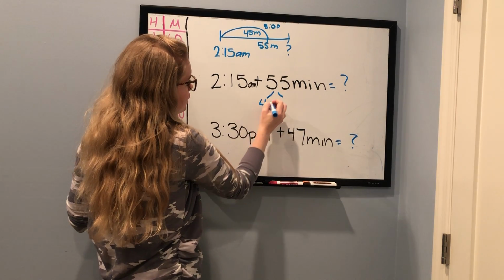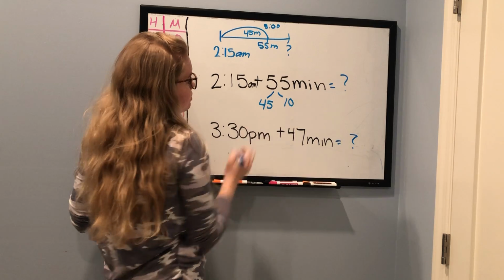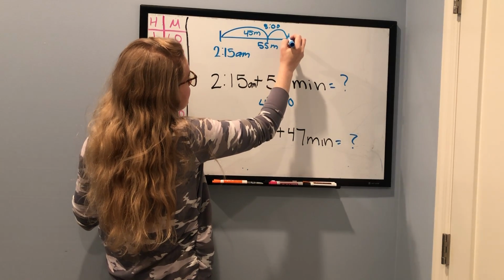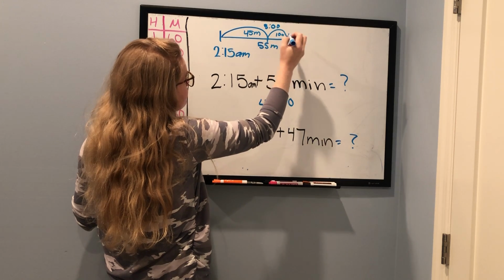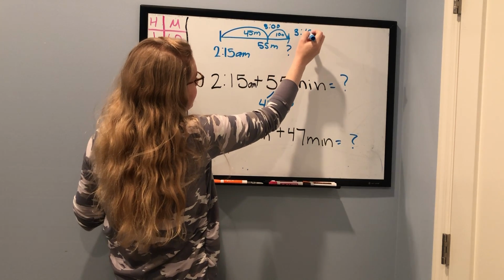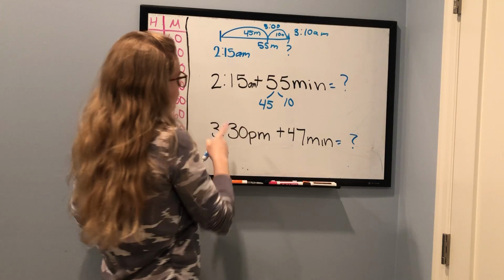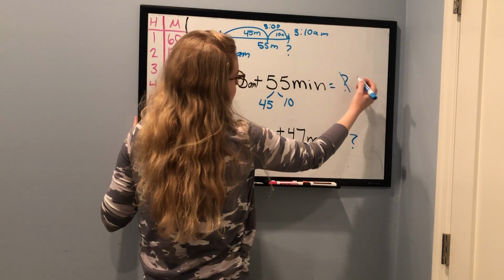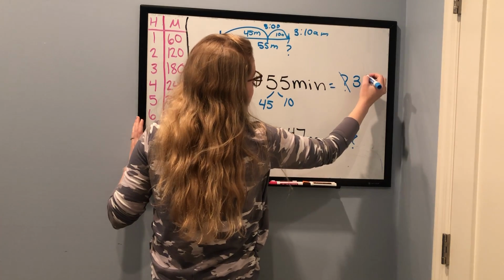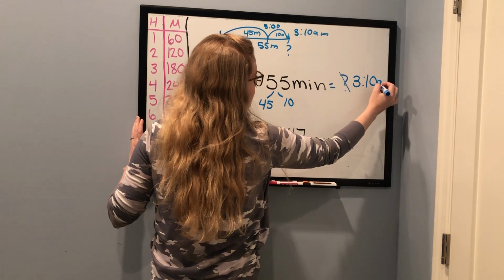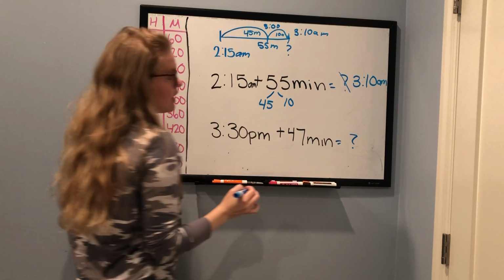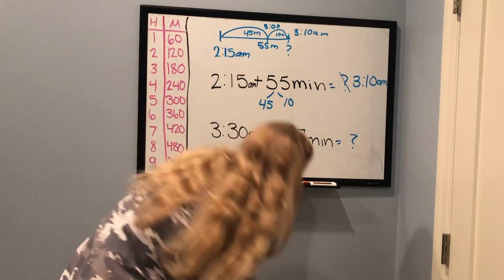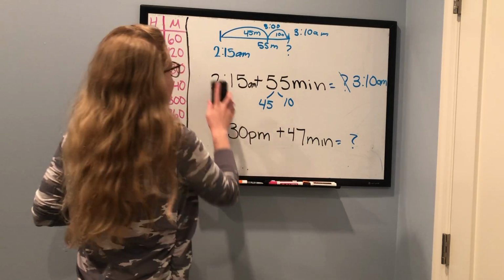7:45. So we still have 10 minutes to go. So another little jump here is 10 minutes, and we end at 3:10. So 2:15 a.m. plus 55 minutes, you woke up from your nap or from your sleep at 3:10 a.m. Okay? Now let's try this last one.